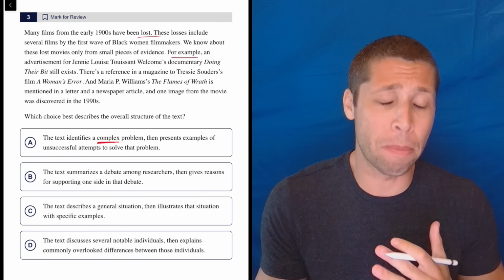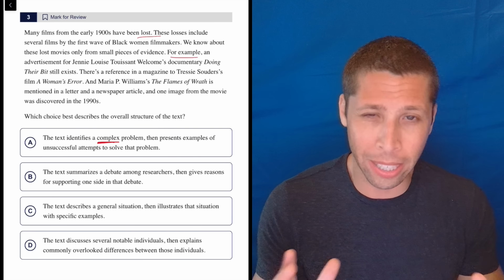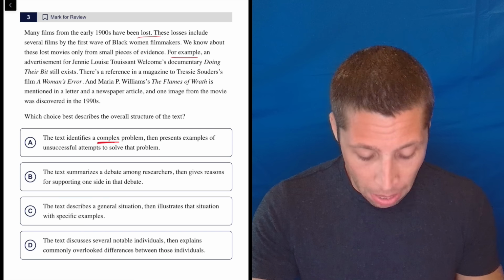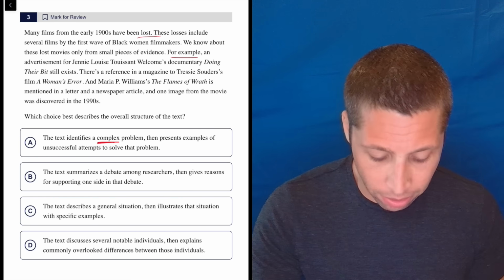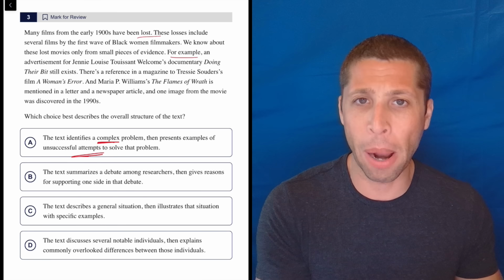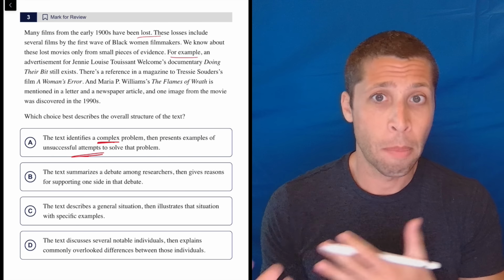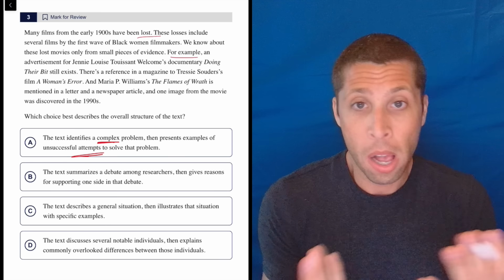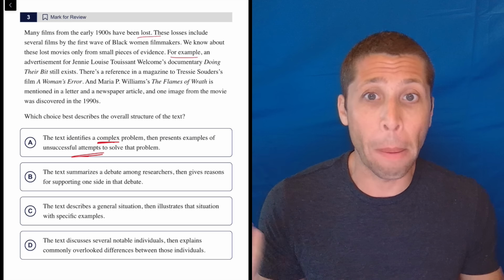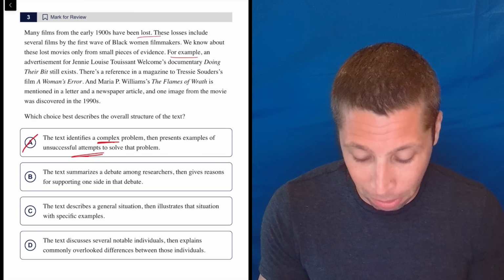Now that might be a bit of an opinion judgment, and I'm not really going to get rid of choices for that. But if we look at the end, it presents examples of unsuccessful attempts to solve that problem. What were the attempts? They didn't attempt to solve the problem. They're just talking about these different movies that they know about from other sources, but we don't have the movies. So they're not attempting to solve the problem of finding them. That would be the way to solve the problem of them being lost, but it's not here.